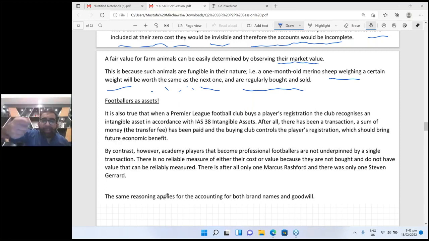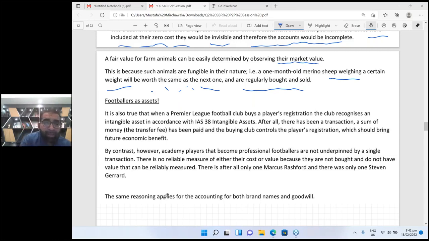The amount can easily be calculated. They have to pay $1 million, $2 million. So there is a consideration. The cost can easily be calculated because we are paying the amount. And I just told you, in IAS 38 you have to record your intangible asset at cost.